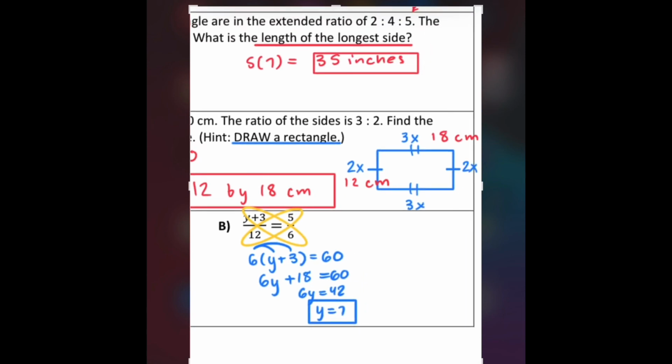Now to check my work, I can go ahead and plug that 7 back in for y. That's going to give me 10 over 12 is equal to 5 over 6. And you can see that if we divided 10 and 12 each by 2, that would reduce to 5 over 6. But you can also plug each of these fractions in the calculator and confirm that they come out to give you the same decimal approximation. Each of these give you about 0.83. And that confirms that we did the math correctly.